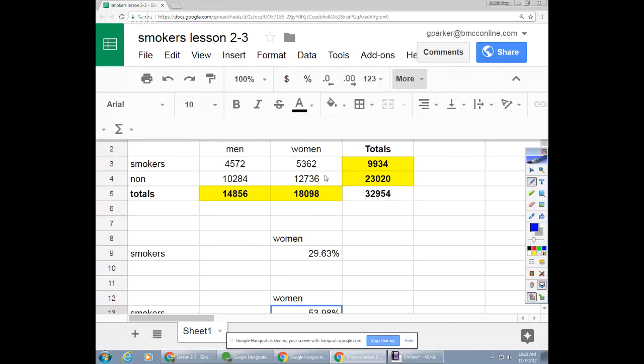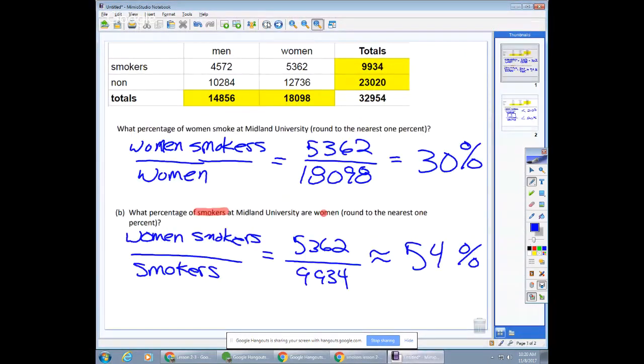Anybody? 30% of 18,098. What is it? So I want 30% of the number of women. Yeah, it should be a little over 5,000, right? Yeah. So my point there is, with the 30% back here, if we take the 18,098 times the 30%, that's going to give us about 5,362-ish. So similar idea here.